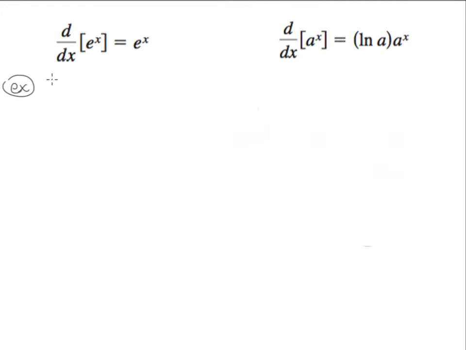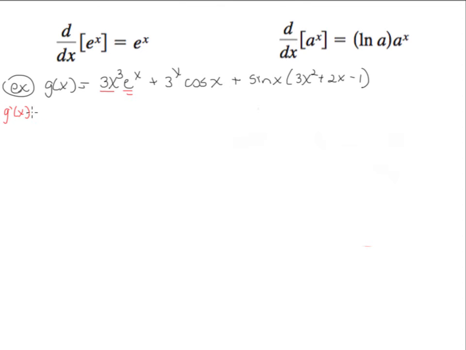This time g of x is equal to 3x cubed times e to the x plus 3 to the x times cosine of x plus sine of x times 3x squared plus 2x minus 1. I'm going to have to do the product rule 3 times in this problem. In the first one, we take the first times the derivative of the second, plus the second times the derivative of the first.